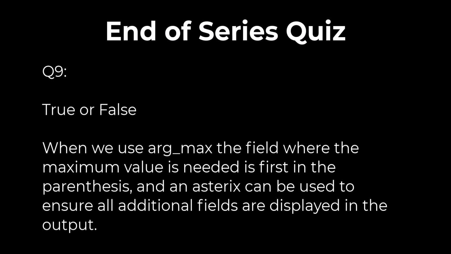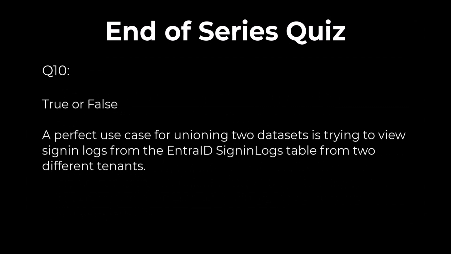The answer is true. When using argmax, the asterisk denotes that you want to view all additional fields in the output dataset. Question 10, true or false? A perfect use case for unioning two datasets is trying to view sign-in logs from the Enter ID sign-in logs table from two different tenants.